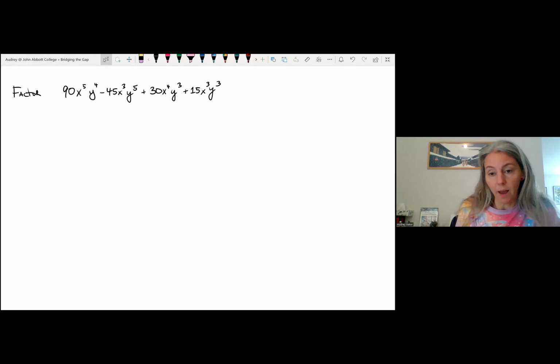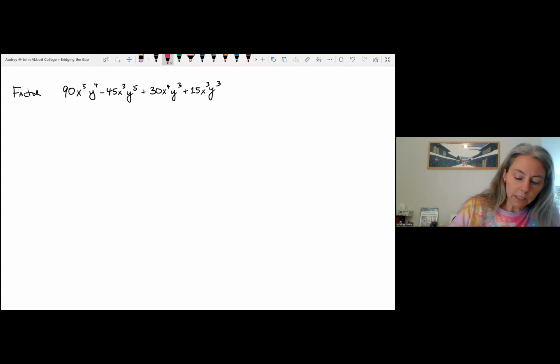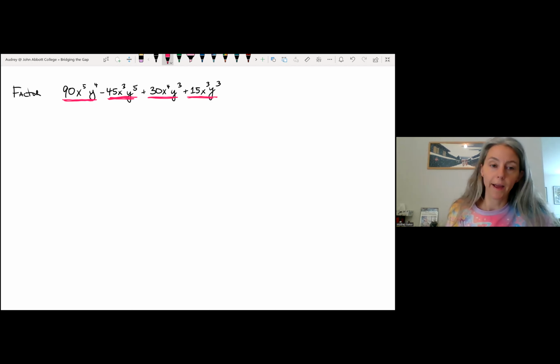So our first step when we want to factor out the greatest common factor is to think of each of the terms in terms of their prime factored forms. So in this case, let's identify the terms. We have 90x to the fifth y to the fourth, 45x cubed y to the fifth, 30x to the fourth y cubed, and 15x cubed y cubed.